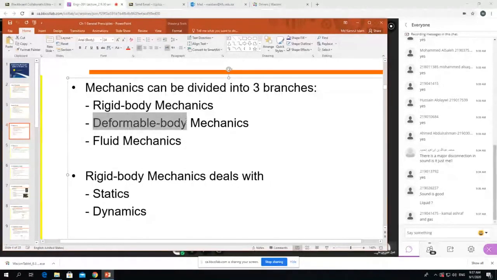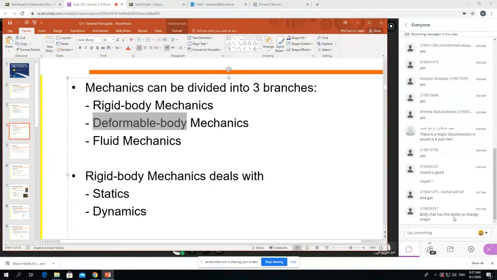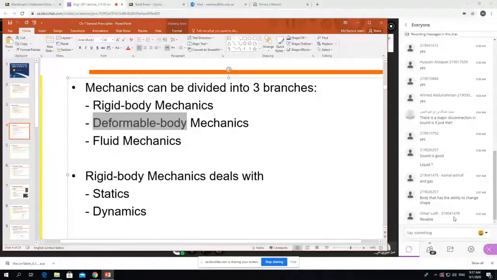Then deformable body. Can someone tell me what a deformable body is, or what you understand? A body shape that has the ability to change shape. Yes, flexible. Your answer is kind of correct. Something flexible. If you apply force, it gets deformed. It changes shape. So in our course we are not discussing this either, but we have the final one: rigid body mechanics.